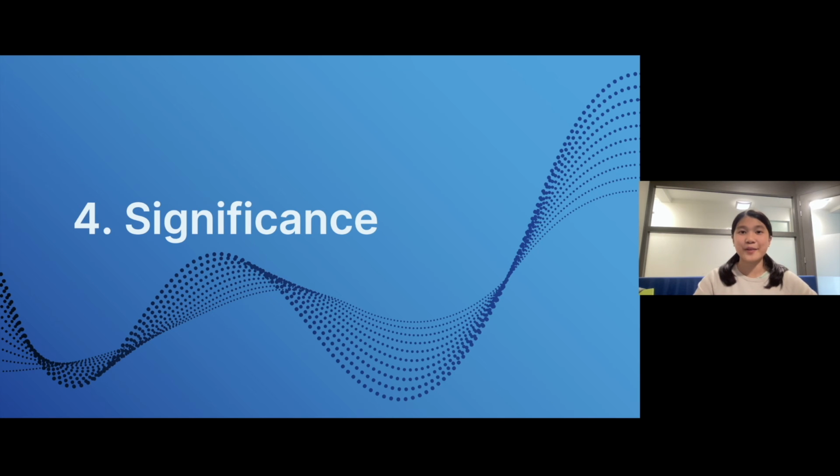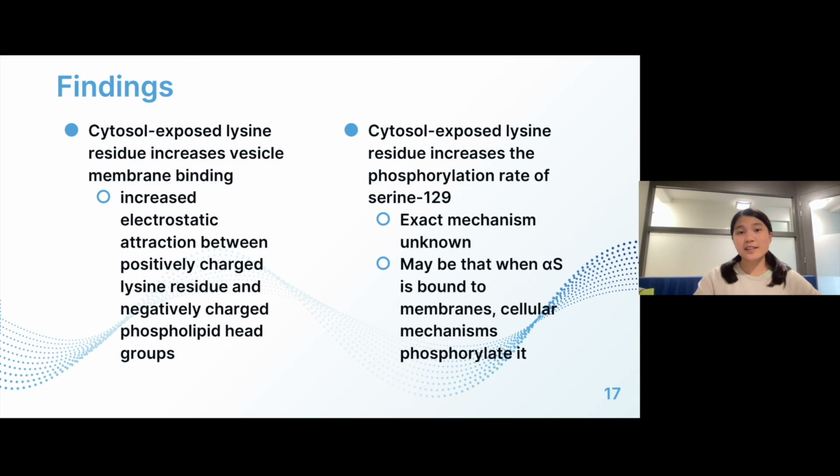Finally, I will talk about the significance of this experiment. This experiment has 2 main findings. The first is that cytosol-exposed lysine residue increases vesicle membrane binding, and we could see this from the decreased cytosol-membrane ratios of the mutants. This is due to increased electrostatic attraction between positively charged lysine residue and negatively charged phospholipid head groups.